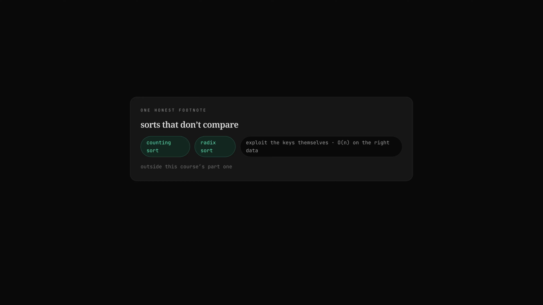One honest footnote. Sorts that don't compare, counting sort, radix sort, exploit the structure of the keys themselves and can hit order n on the right data. Outside this course's part 1. For comparisons, the plateau is the law.